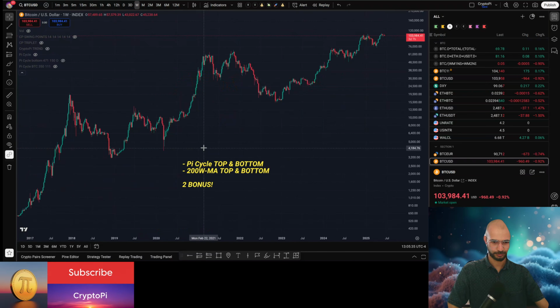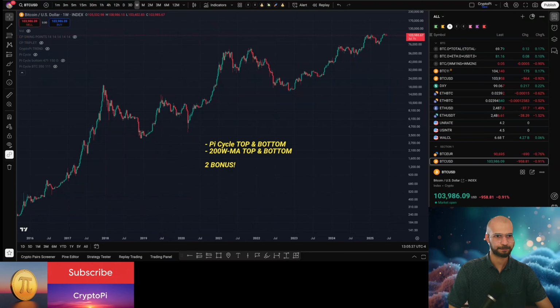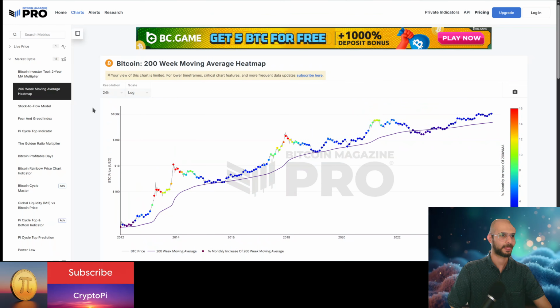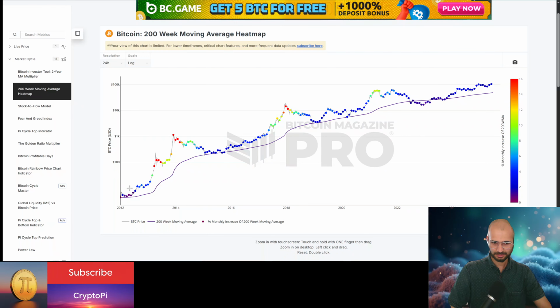Now moving on to 200-week moving average. If you go back to the Bitcoin Magazine Pro website, the 200-week moving average acts as a support for the price. So the price comes down to 200-week moving average after it has reached its all-time high for the cycle. Sometimes it goes slightly below, like it happened during the Corona crash, and in the last cycle it stayed below for quite some time.